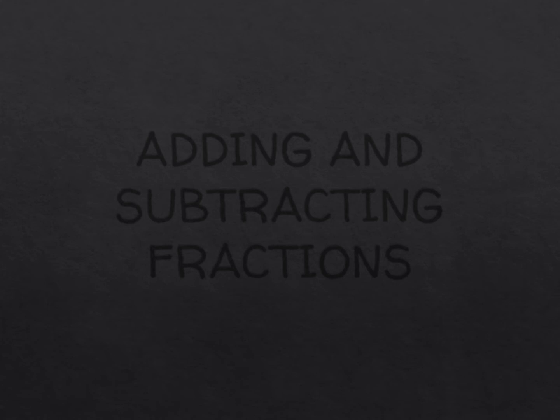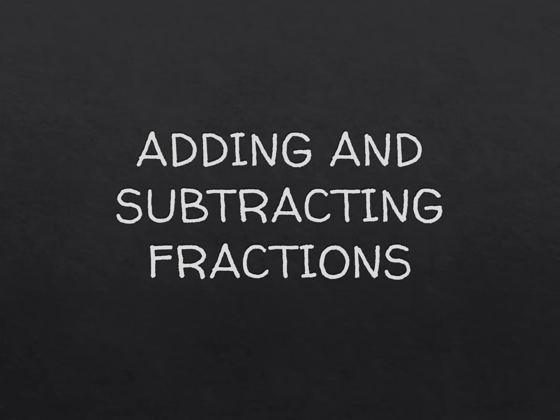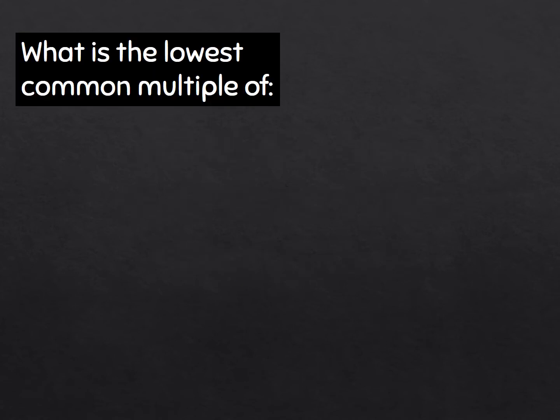So today we're looking at adding and subtracting fractions. Now this is fractions with different denominators, so the number on the bottom is different. First of all, we're just going to look at what the lowest common multiples are. Remember, the lowest common multiple is the smallest number that two numbers go into.